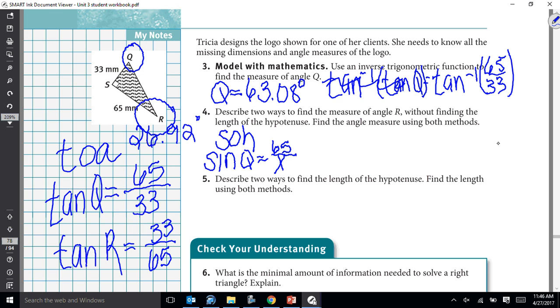And then we can also do sine for R. So looking at R, what's our opposite side? 33. And our hypotenuse. And so make sure for R, we're putting in 26.92. And then we can always flip it to do cosines of the angles as well. But there's lots of options. So even for sine and cosine, there's 2 options for sine, 2 options for cosine, in addition to the Pythagorean theorem.